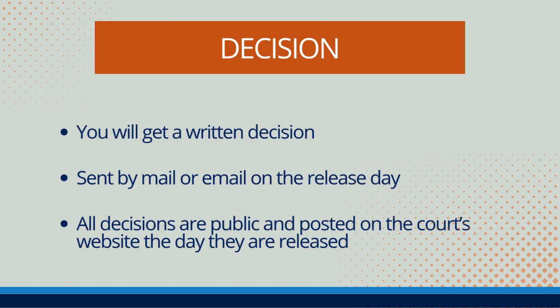You will get a written decision when the judges decide your case. If the court declines jurisdiction, the decision will be a short order. Otherwise, the decision will explain the judge's reasoning and the outcome. It will be sent by mail or email, if you chose email delivery, on the release day. All decisions are public and posted on the court's website the day they are released.